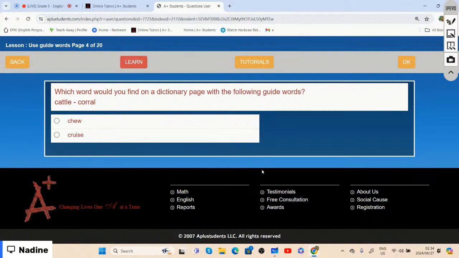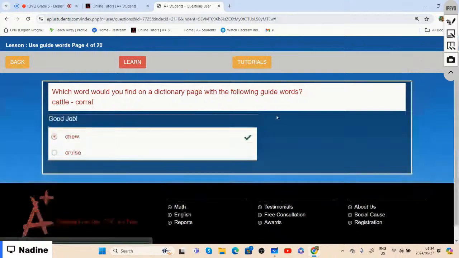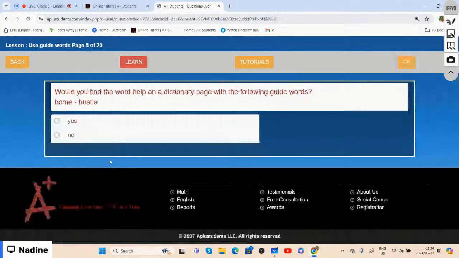All right. And if we were to choose the correct one, yes, so we will find chew, right? Because chew comes somewhere between, especially H will come somewhere between A and O. So well done. Chew is correct.